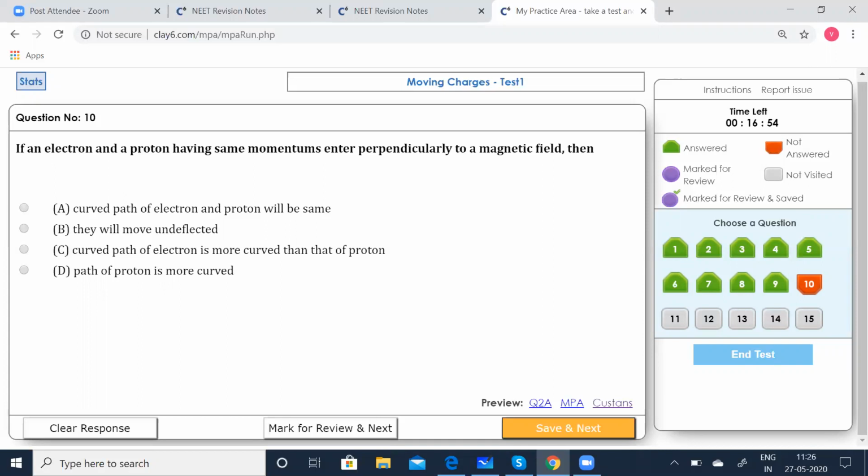So the curved paths of the electron and proton are going to be the same, because the radius of the circular path depends on the momentum. Even though the masses are different and the forces experienced by both are different, it is the momentum on which the radius depends. So click on that.